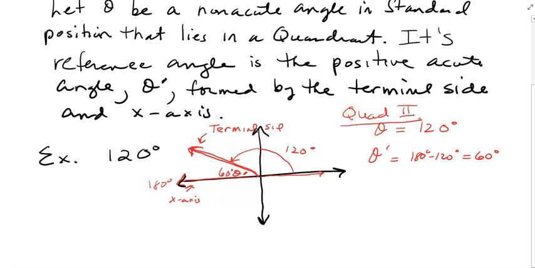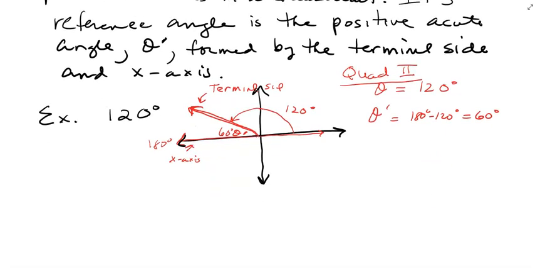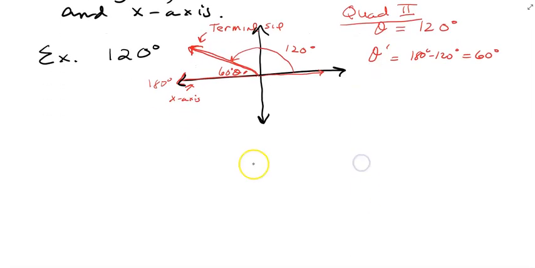For any angle that falls in quadrant 2, you can find the reference angle by subtracting from 180. That's if your original angle is between 90 and 180 degrees. Let's take a look at another one. Let's look at one that falls in quadrant 3.